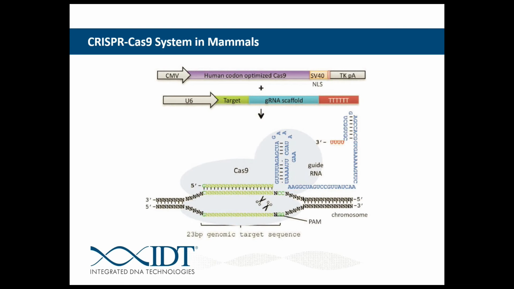The real advantage to this is that this system isn't limited to use in prokaryotic organisms. This can also be used in eukaryotes, including humans. So what we can do is express the Cas9 gene, and we can also express the single guide RNA, and these two components bind together and create the double-stranded break.